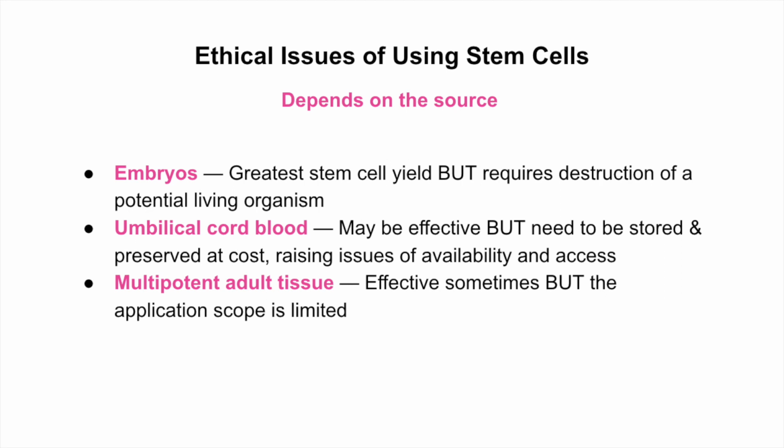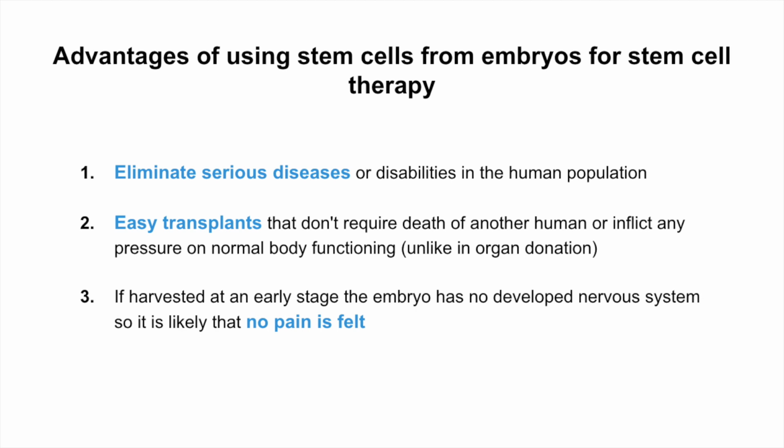Overall, using stem cells from embryos are found to have the greatest advantages. This is because it can help eliminate serious diseases, it involves easy transplants and doesn't require the death of another human or inflict any pressure on normal body functioning, and if they're harvested at an early stage, the embryo has no developed nervous system, so it's likely that it feels no pain.